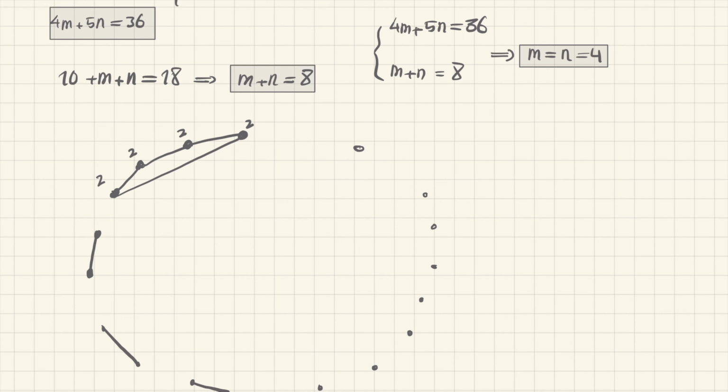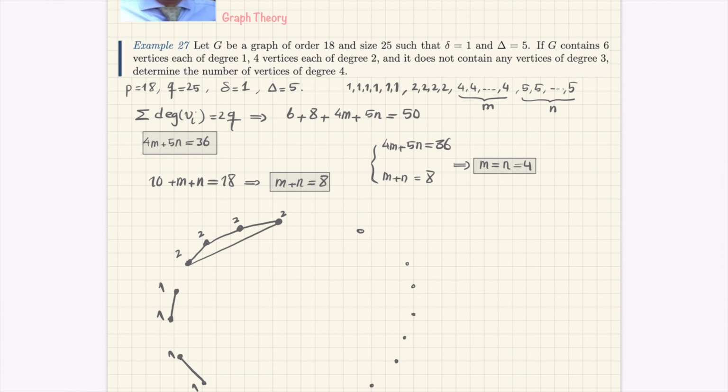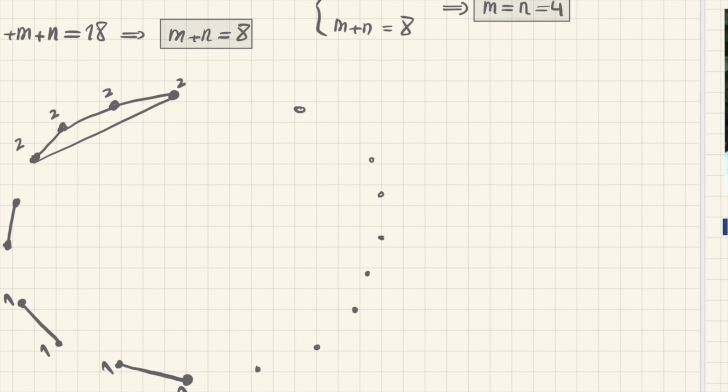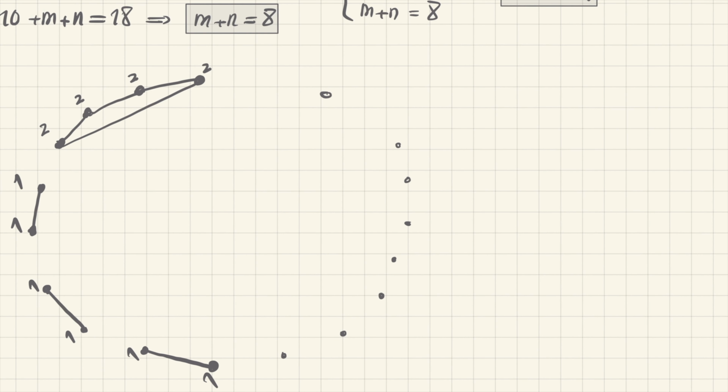For example here, I don't know if this is going to work or not, but I will try to see how it works. So 1, 1, 1, 1, 1, 1. So if this is going to work, I am not allowed to attach any other edges to these because this will spoil the degree. So now I want to work here. According to my calculations, there should be 4 vertices of degree 4 and 4 of degree 5. So how can we do that?